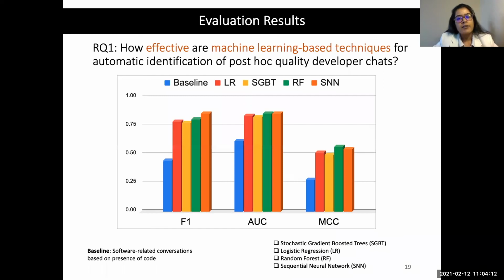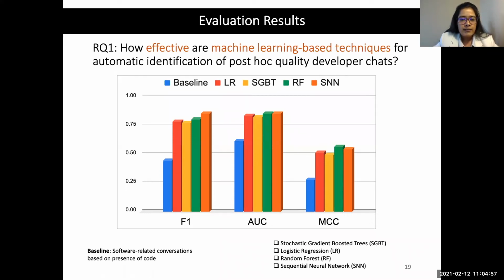Now, we actually investigated 3 research questions, and I'll talk about them one by one. So the first one is, how effective are the machine learning based techniques for automatic identification of quality? And apart from all the machine learning based classifiers that we saw before, we also designed 2 heuristic based baselines to compare the results to our machine learning based techniques. And on this slide, you see the graph which shows our evaluation measures, F1, area under curve, AUC, and Matthews correlation coefficient for each of the techniques that we have seen before.